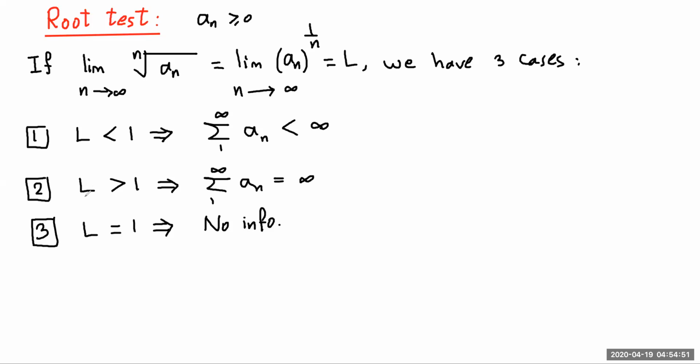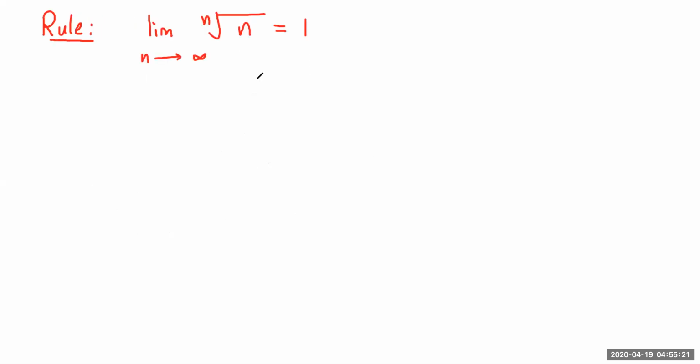And here L could be infinity. If L is infinity, it's bigger than 1, so the series diverges. If L equals 1, then no info. This means sometimes in some exercises L equals 1 and the series diverges, and sometimes it converges for other exercises. Okay, so we need this rule in the exercises.